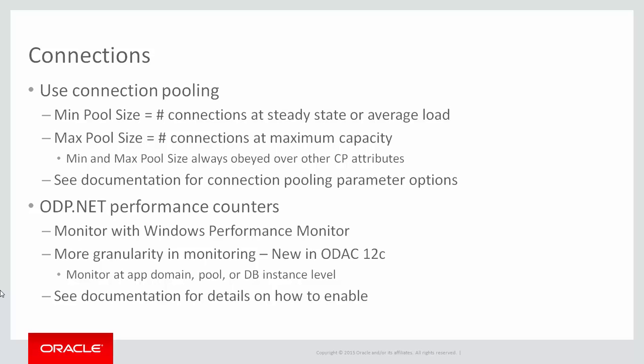Now, how do you know what values to use for things like the min pool size and the max pool size? Well, the answer is that we have performance counters available to you that you can use with Windows Performance Monitor. And this provides things like the high watermark for the day, how many connections are actually in use, things like that. In the recent 12c ODP.NET release, we've added some additional functionality here, so you should try to upgrade if you can. We've added some granularity of monitoring so that you can monitor at the app domain, pool, or the database instance level.